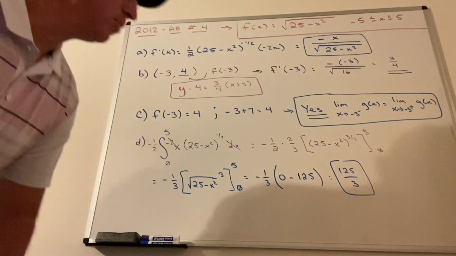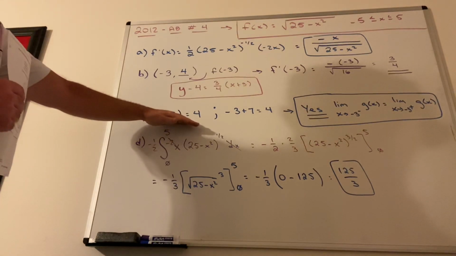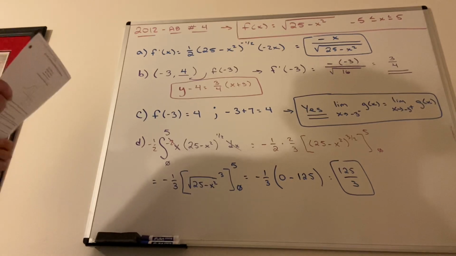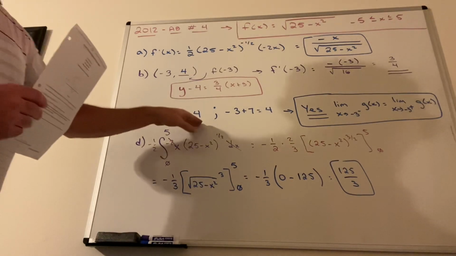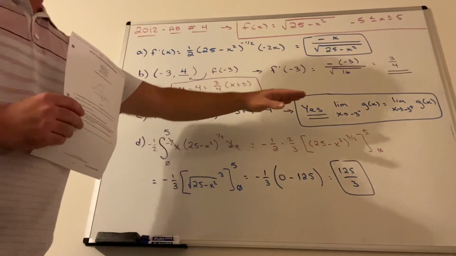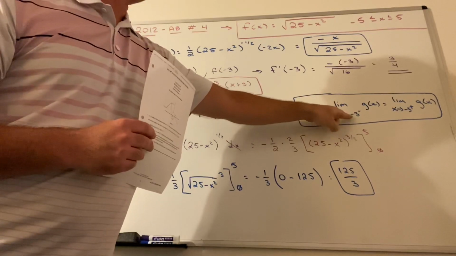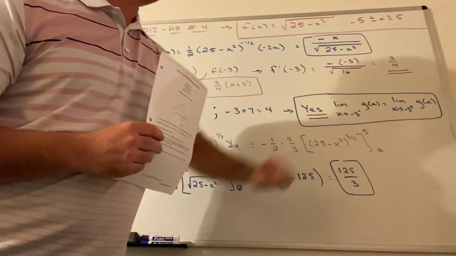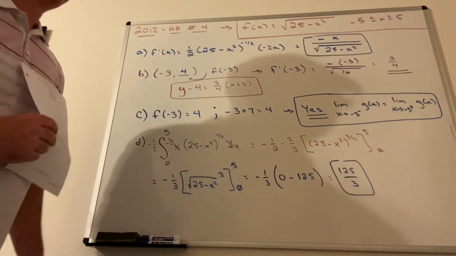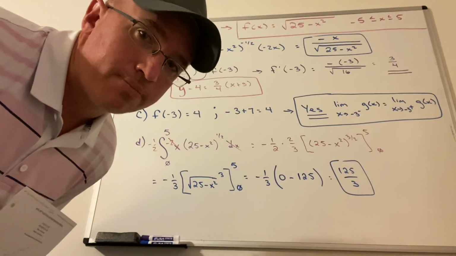All right. So f of -3, you already know is 4. We figured it out in part B. And then -3 plus 7 is 4. So yeah, they're the same thing. All right, so the answer is yes. And then this is what they're talking about, the definition they want. The limit as x approaches -3 from the left of g of x is equal to the limit as x approaches -3 from the right of g of x.